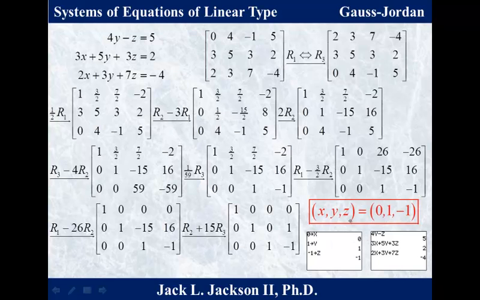With those values of x, y, and z, if I do 4y minus z, I get 5, which is what it's supposed to be. 3x plus 5y plus 3z is 2, so that says that point is on the first one, and then on the second equation. And then we try it again on the third equation, 2x plus 3y plus 7z, and sure enough, that's negative 4, so it checks in all three equations. So we feel really good. We've got us a good solution here. So that is Gauss-Jordan elimination.